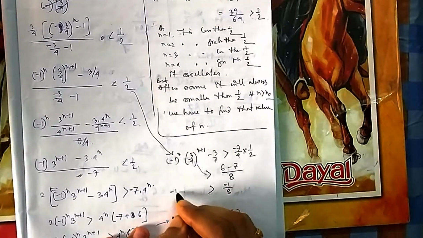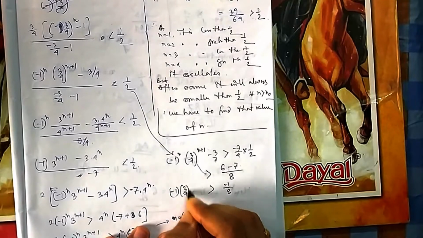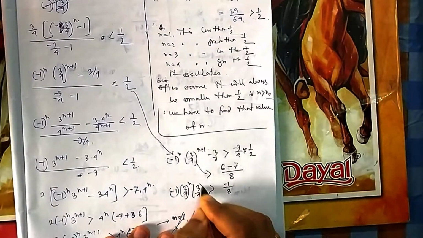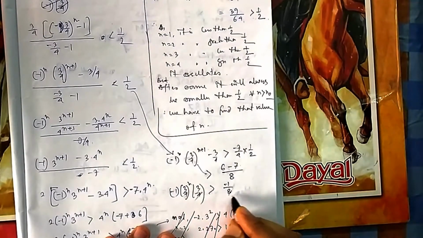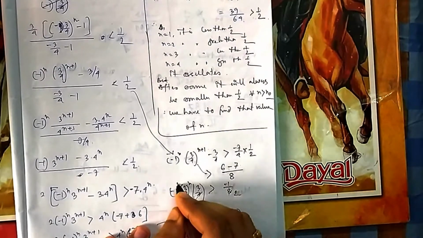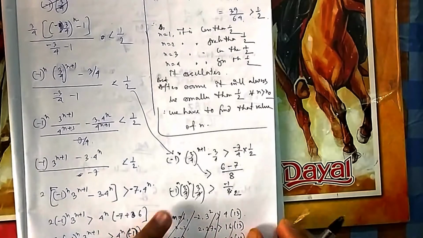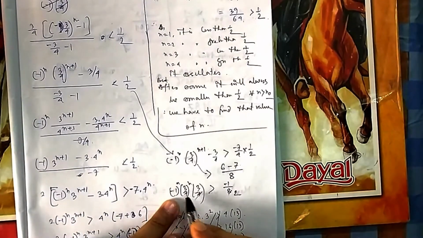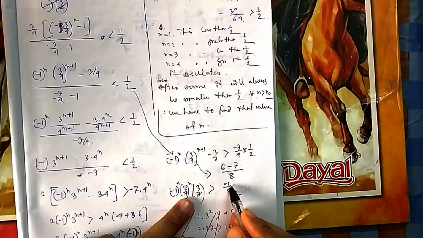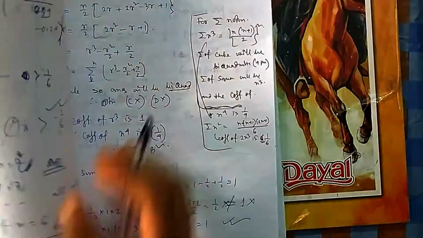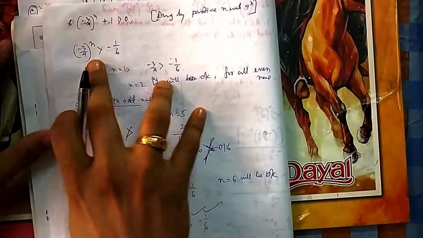So now you can remove 3 by 4. You can put 3 by 4 to the power n and then another 3 by 4. So you can divide by 4, this will be 2. So ultimately you will get this expression. I have gone so far, but ultimately you will get minus 1 to the power n, 3 by 4 to the power n should be greater than minus 1 by 6. So this one you will directly get here.